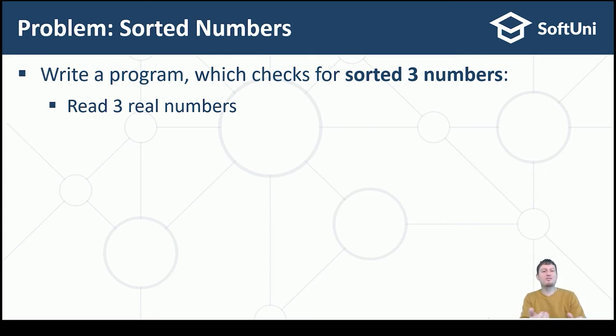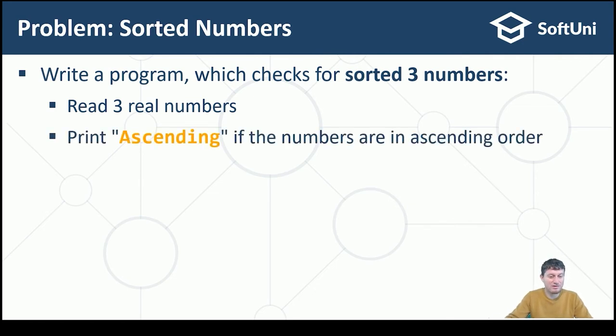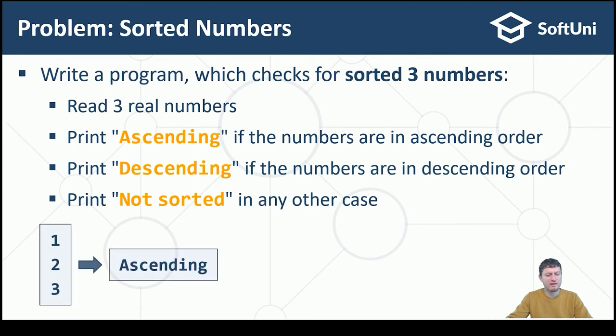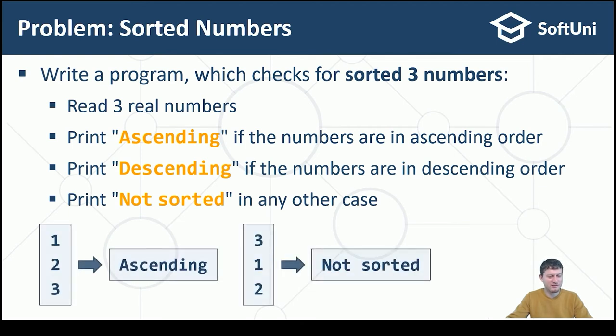The next problem is called sorted numbers. The goal here is to write a program which checks whether a given series of numbers are sorted or not, arranged in increasing, in non-decreasing order or not. So we read three numbers and we print ascending if the numbers are in ascending order. We print descending if the numbers are in descending order and not sorted in any other case. So 1, 2, 3 is ascending and 3, 1, 2 is not sorted. 1, 1, 2 is also ascending.